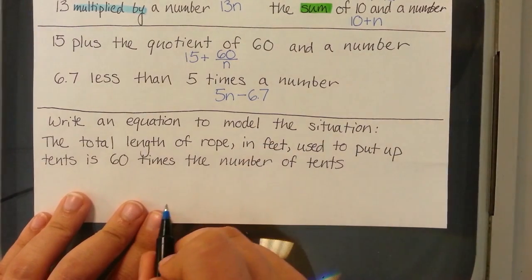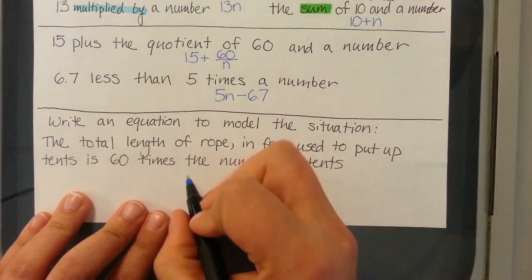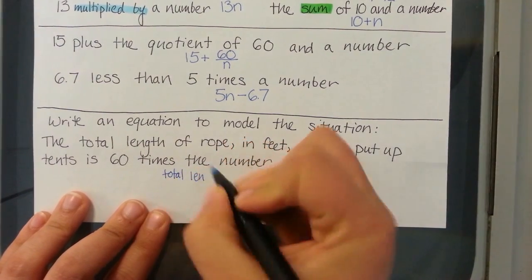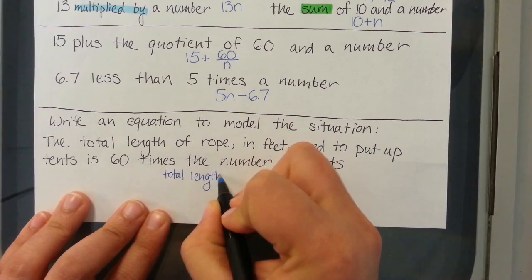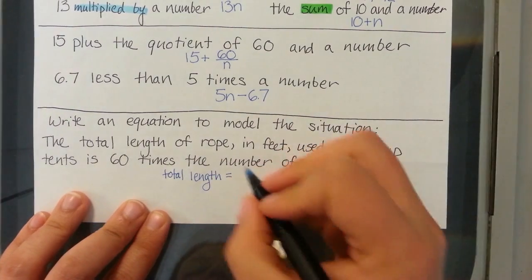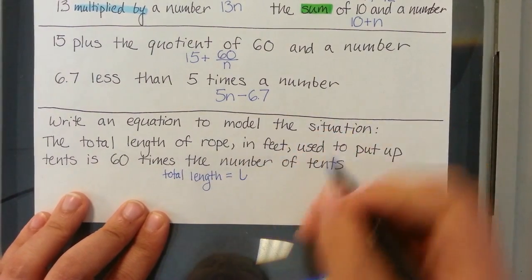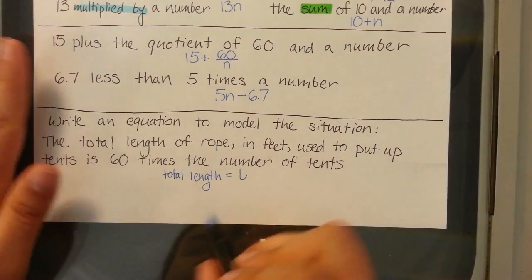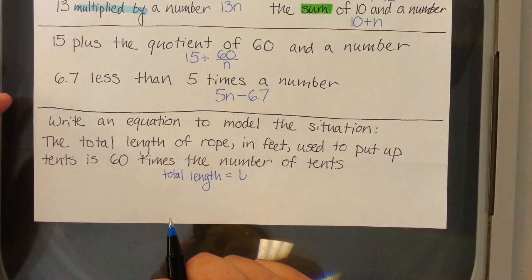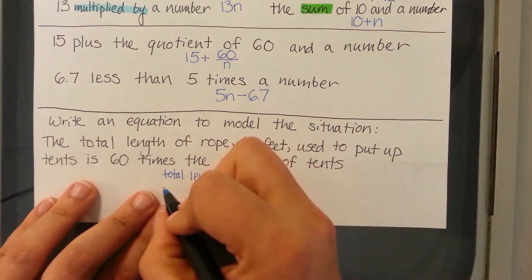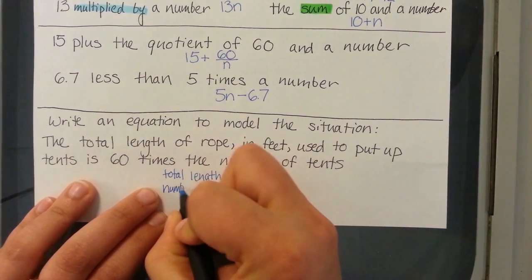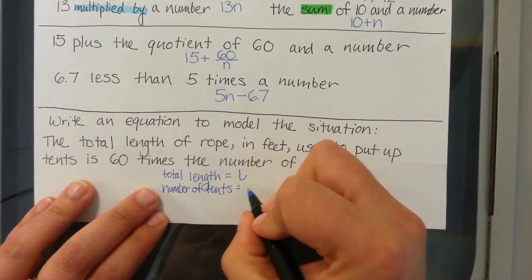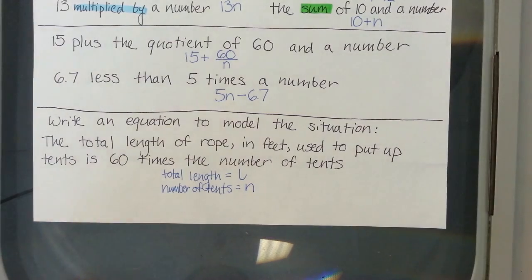I'm going to have to choose 2 different letters to represent things. I'm going to represent the total length with the letter L, because L kind of stands for length. It's the first letter in length. And then the number of tents, I'm going to represent that one with an N for number.